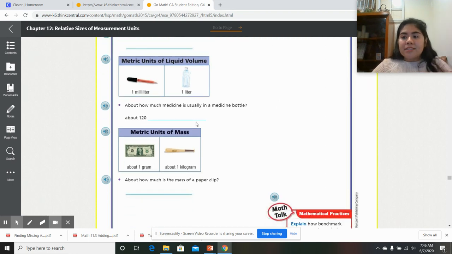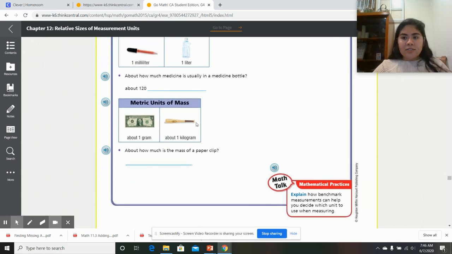Then we have mass, which is how much something weighs, right? So a dollar bill or any bill of money is about 1 gram. And then a bat is a kilogram, okay? So 1 gram is smaller than 1 kilogram.